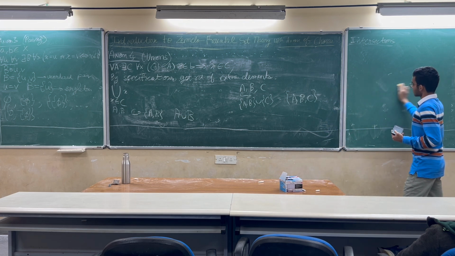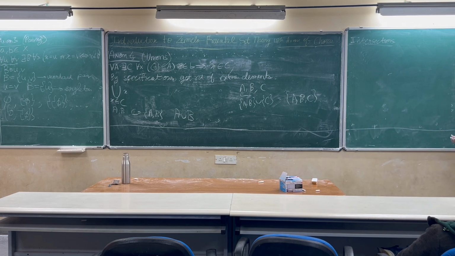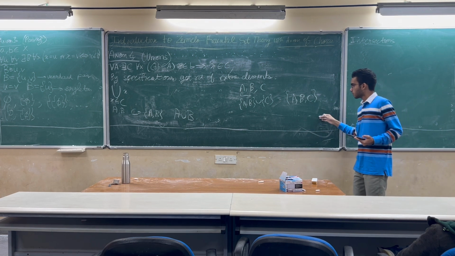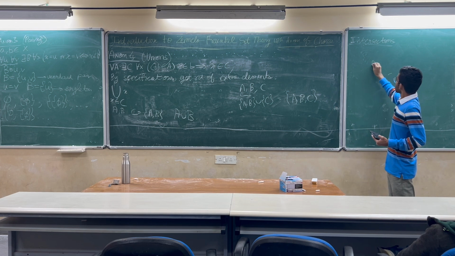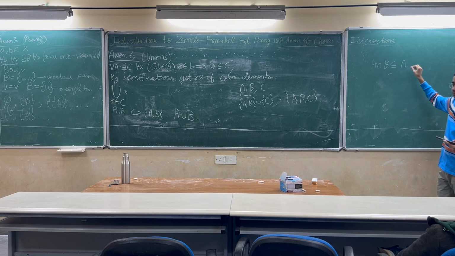And surprisingly, this does not require any new axiom. Whatever we have so far is sufficient because we know that the intersection of any two sets is contained in both of them. So we already have a larger set with us.